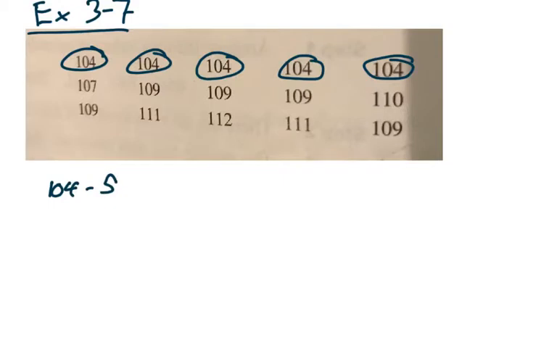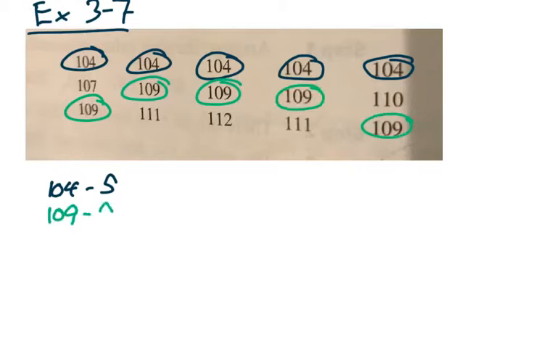I've got a couple 109s, so let's keep track of those. 1, 2, 3, 4, 5 of those. Okay, so 109 occurs 5 times. Oops, not 9 times, 5 times. Anything else occur more than once? If it only occurs once, then don't count it. And if it doesn't occur at all, why are we talking about it? We got 111. So there were two occurrences of 111, and then 112, 110, 107 didn't occur at all.